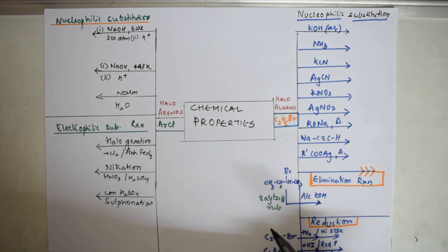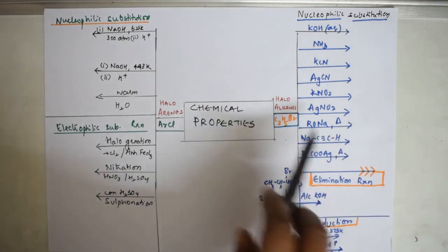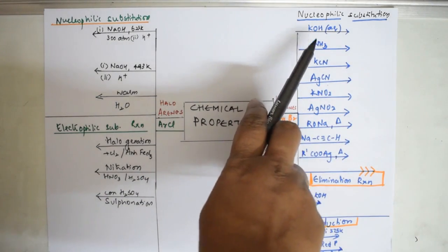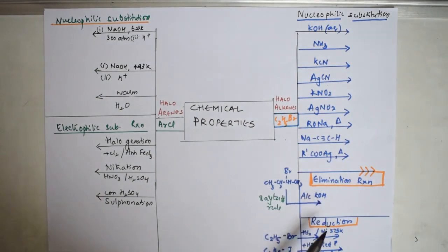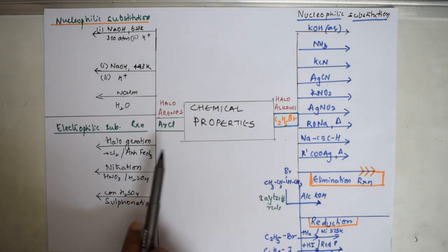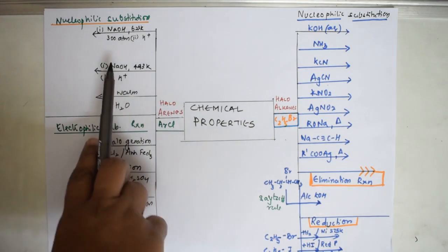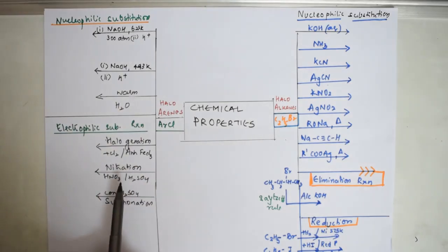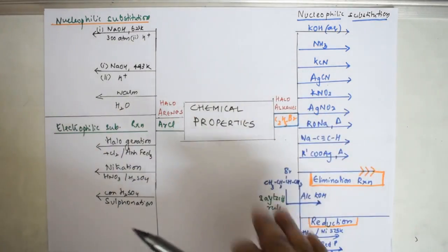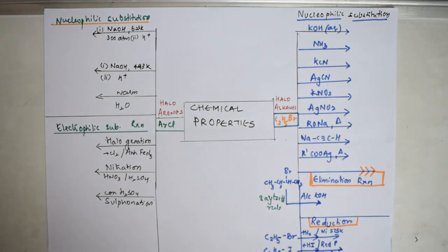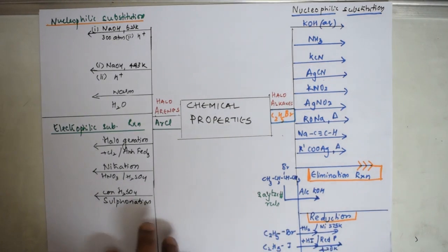Here we are going to see under different headings: nucleophilic substitution reactions, elimination reactions and reduction reactions. In case of haloarenes, nucleophilic substitution reactions and electrophilic substitution reactions. This is the important thing. Then we are going to learn the SN1 and SN2 in terms of stereochemistry in the next thing. Now let's see.